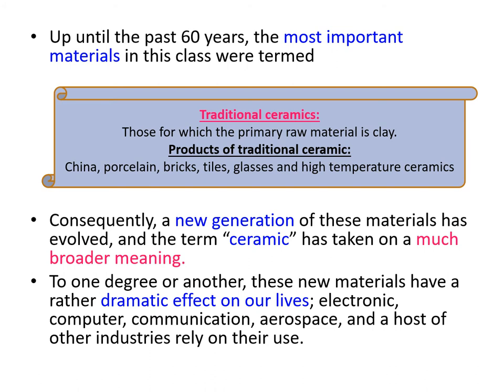Up until the past 60 years, the most important material in this class were termed traditional ceramics, where we use this material to make china, porcelain, bricks, tiles, glasses and high temperature ceramics. However, a new generation of this material has evolved, and the term ceramic has taken on a much broader meaning. To one degree or another, these new materials have rather dramatic effects on our life, including in electronics, computers, communications, aerospace, and a host of other industries that rely on their use.